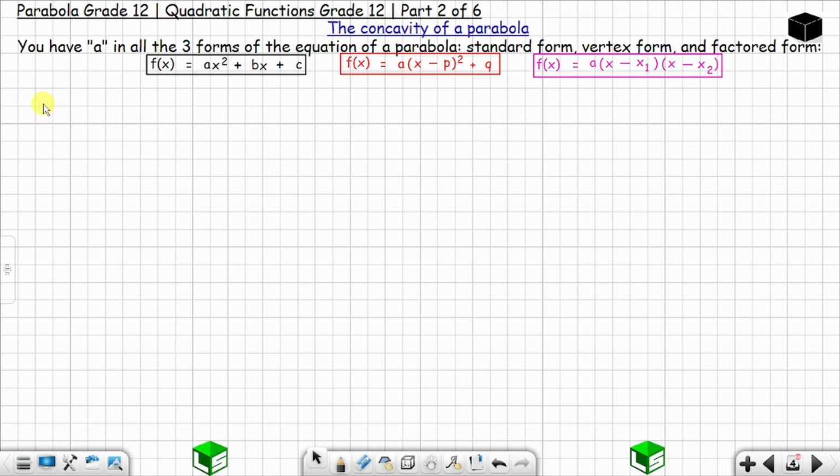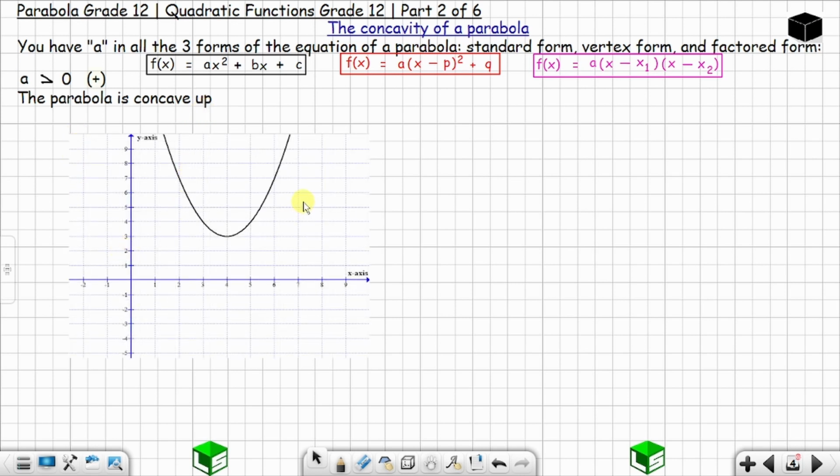When you have a greater than 0, that means a is positive. The parabola is concave up. So you have a smiling parabola like this. You can associate positive with smiling. And the parabola has got a minimum value. It doesn't have a maximum value. You can see this parabola is concave up.